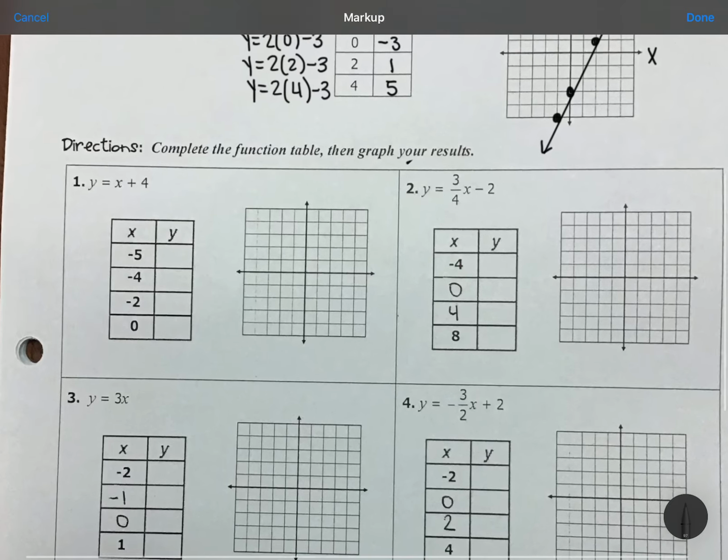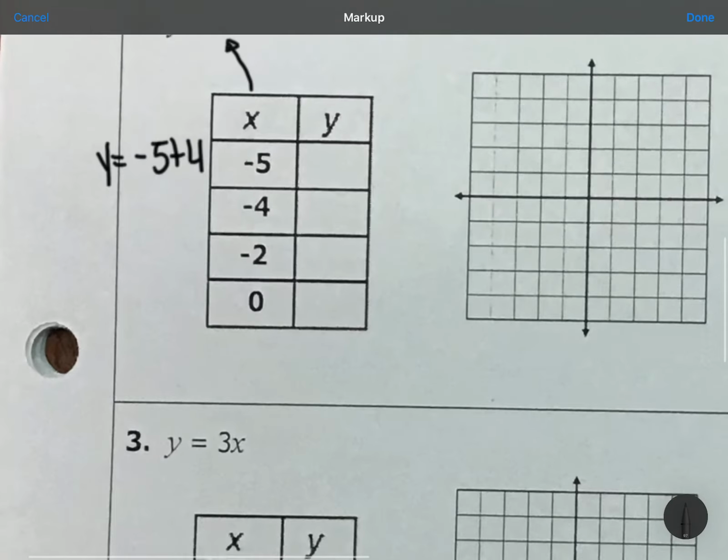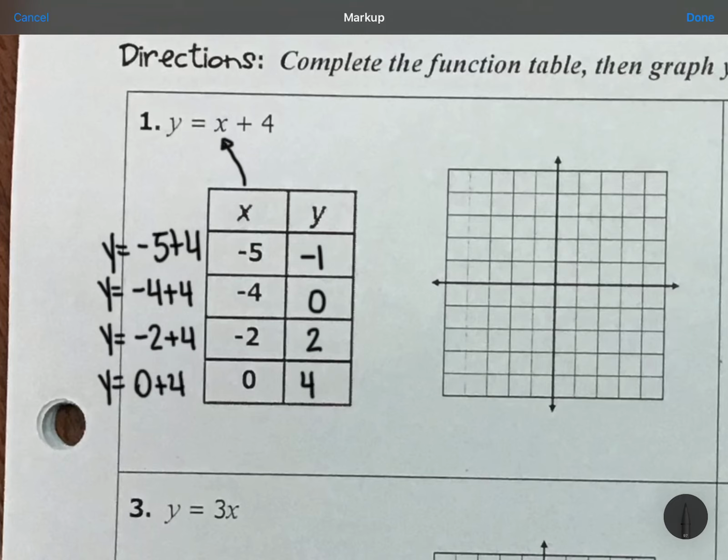All right, so number 1, again, we're going to take these x values and plug them in for the x in the equation. So the first one's going to be y equals -5 plus 4. -5 plus 4 is -1. The next number we plug in is a -4. Into that equation would give you -4 plus 4, which is 0. Next, -2 plus 4. -2 plus 4 is 2. And last number we're going to plug in is a 0. 0 plus 4 is 4.